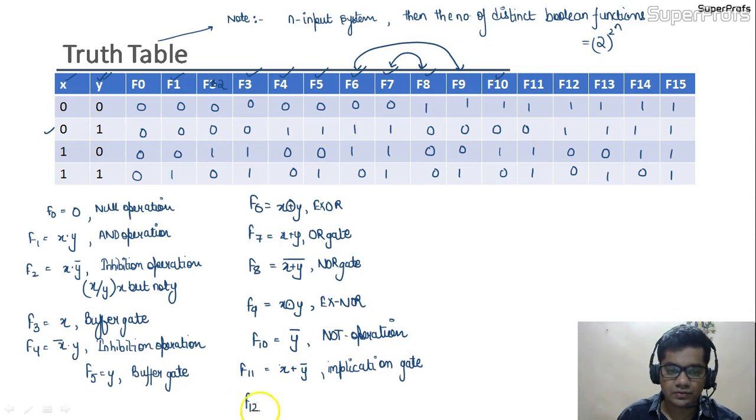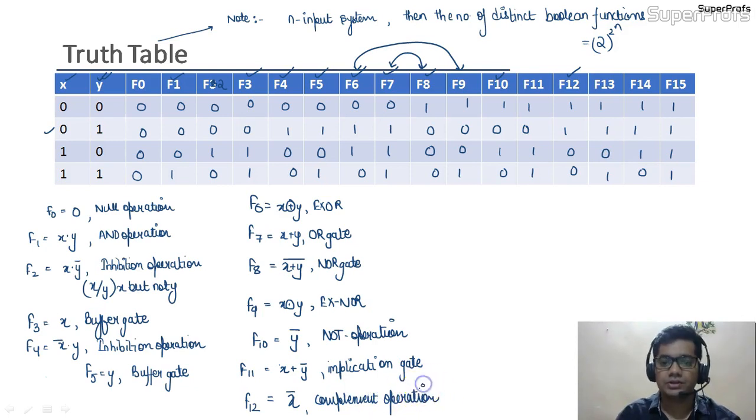Now we are going for F12. So what is F12? The output for the F12 function is 1 1 0 0 and the X input is 0 0 1 1. So these are complement to each other. So we can write F12 is X bar, that is complement operation. So up to F0 to F12 we have understood. Now we are going to see F13, F14 and F15.